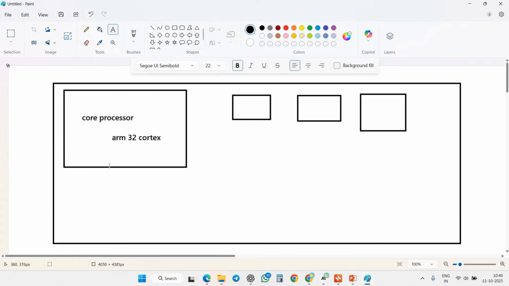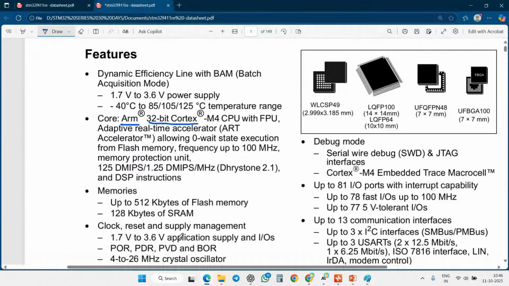We have the ARM processor core inside this. It is based on this Cortex, and it is a 32-bit processor. What does the 32-bit processor actually mean? We will discuss everything. First, you need to understand the concept called ARM 32-bit Cortex-M4.